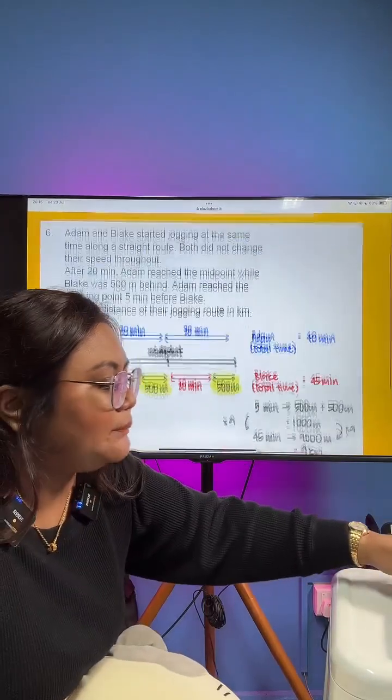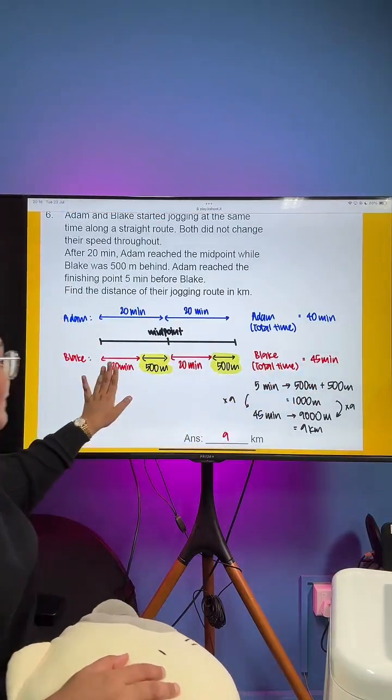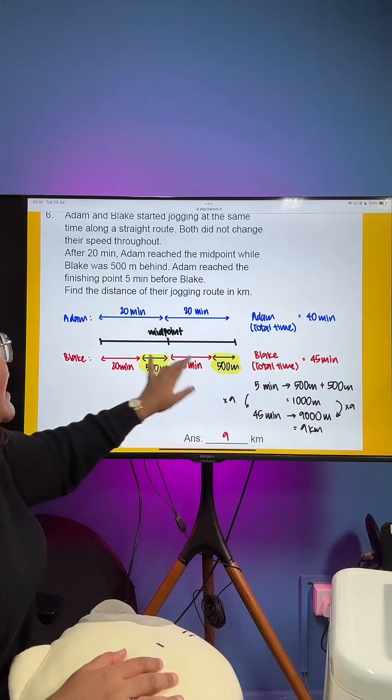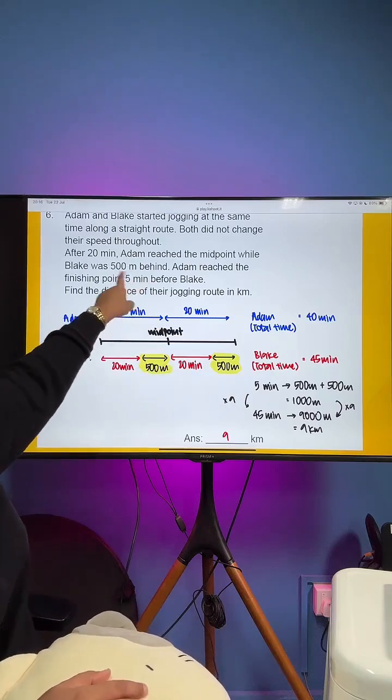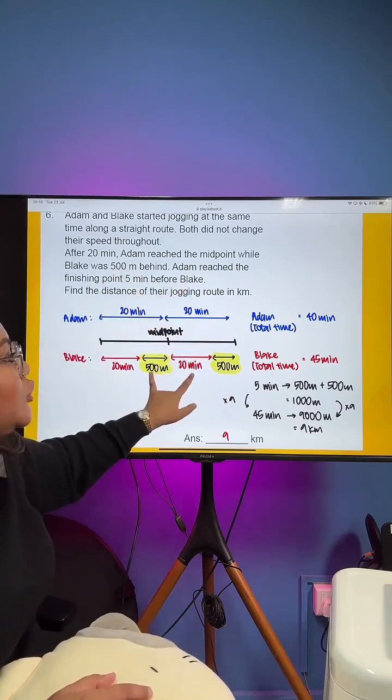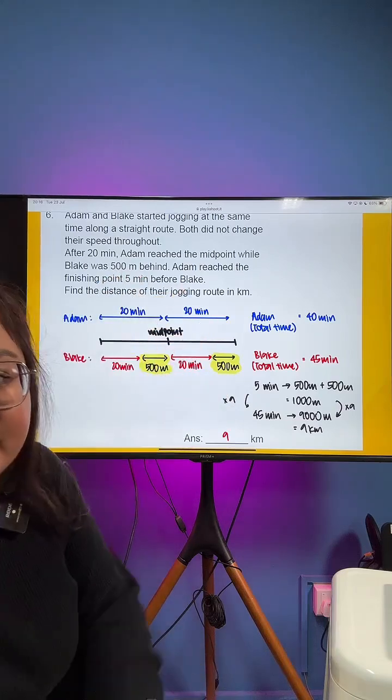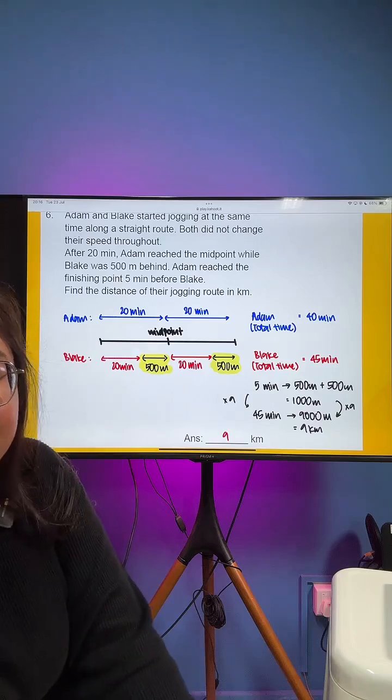Why times 9? Because Blake in total he takes 45 minutes. 20 minutes here, 20 minutes here, and then he needs additional 5 minutes because Adam reached the finishing point 5 minutes before Blake. Adam took 40, so Blake must take extra 5, so 45. Understand? This is indeed P6.